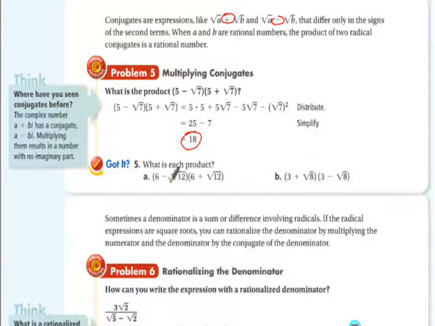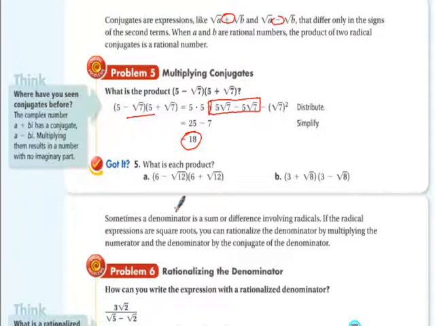So we still do FOIL. You square the first. When we do outer and inner, we get terms that add to 0. So really all we have to do is multiply first times first and last times last and get our answer. And that's all they did here. 5 times 5 right here for 25. Negative square root of 7 times 5, okay, gives us negative 5 root 7. Here we have 5 times square root of 7, and that gives us positive 5 square root of 7. These two terms in the middle add up to 0. So all we're left with is square the first and square the last.